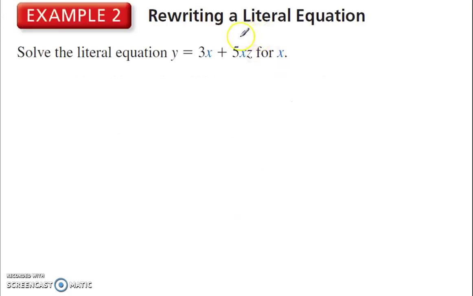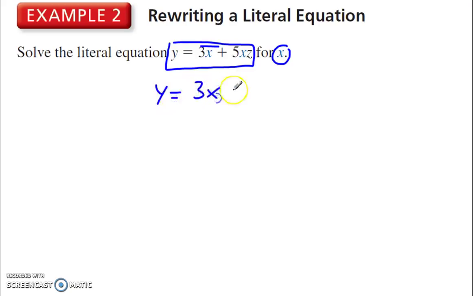All right, rewriting a literal equation. Solve the literal equation y equals 3x plus 5xz for x. They've told us we're solving for this variable, so we've got to get that by itself. Something we can do here, this is a little bit tricky, because x is being multiplied by 3, but here x is being multiplied by 5 and z. So I'm going to write that out again. We've got 3x, and then here we have 5x times z. So there's nothing I can subtract. I have to get that x out of there somehow.